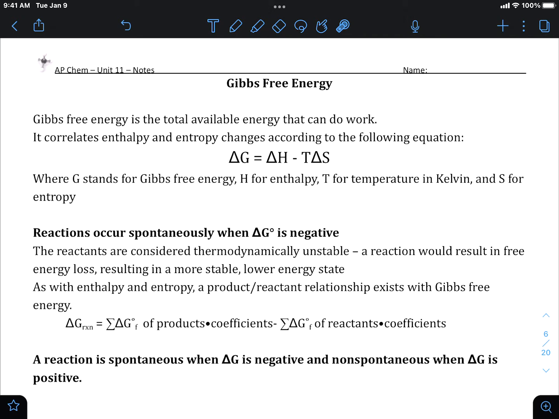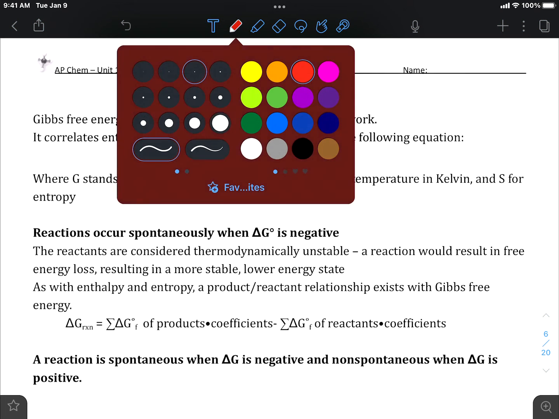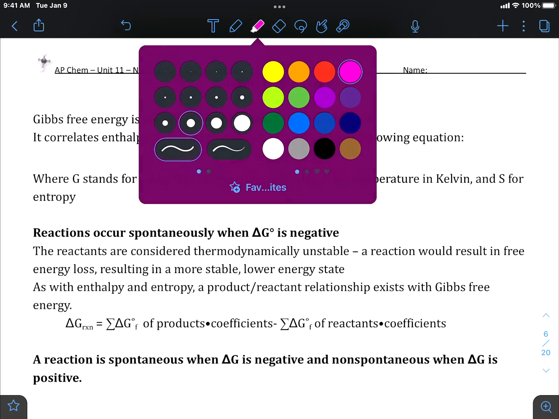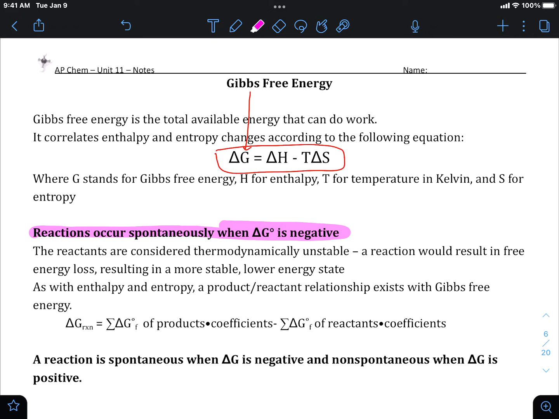The be-all, end-all, Gibbs free energy. This is the ultimate determiner of whether the reaction will happen, because we will solve for the Gibbs free energy, which we use the symbol G for. All right, so G. Gibbs free energy is the total available energy that can do work, and it is correlated by the following equation. The change in enthalpy for a reaction minus the product of the Kelvin temperature and the change in entropy. This determines what the delta G value is, the free energy available for work. Right? And a reaction is considered spontaneous only when the delta G value is negative. Must be negative.